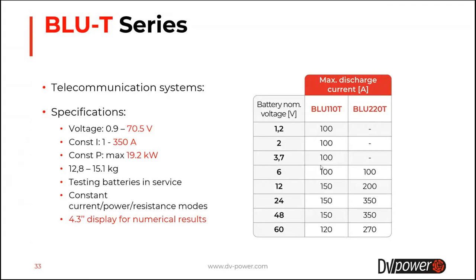Also, this capacity tester BLU T series is compatible with DV BWin software. A user can view a detailed numerical and graphical presentation of key parameters and create reports in various formats. In the table on the right, we can see differences between the two models of T-Series, BLU110T and BLU220T. Differences are nominal voltage levels and currents on different voltage levels as well as their rate.